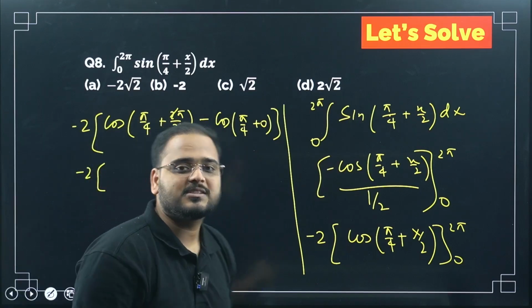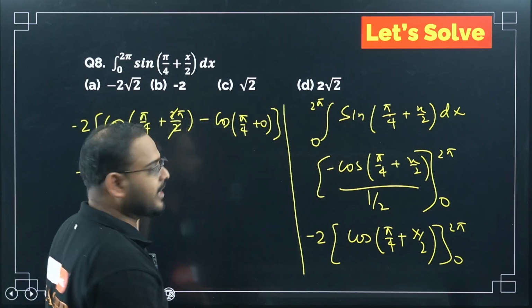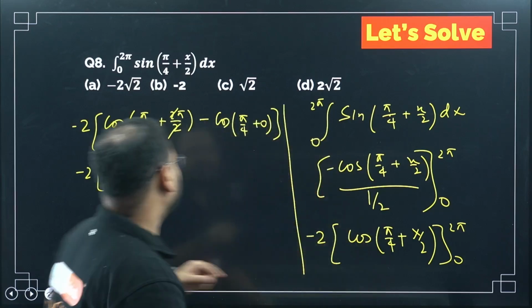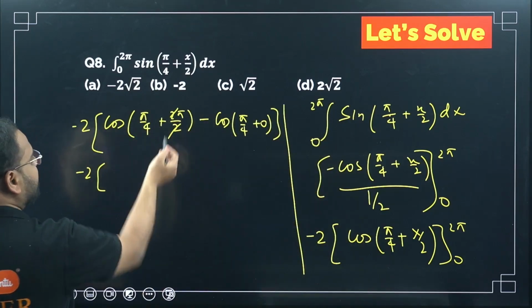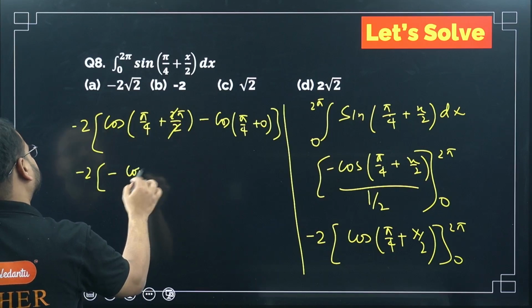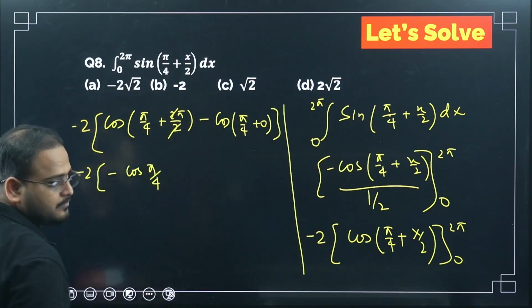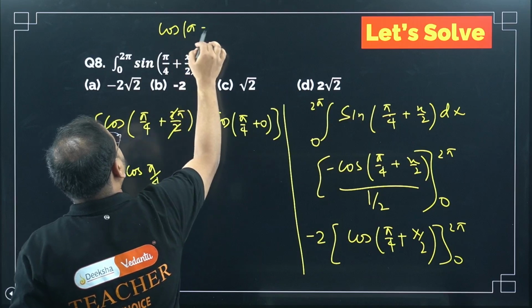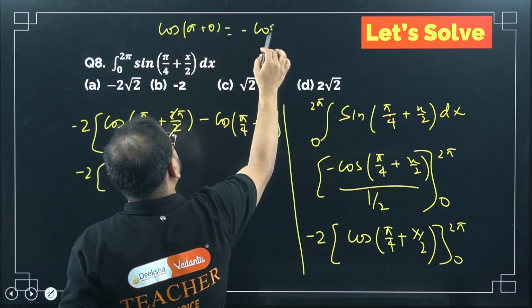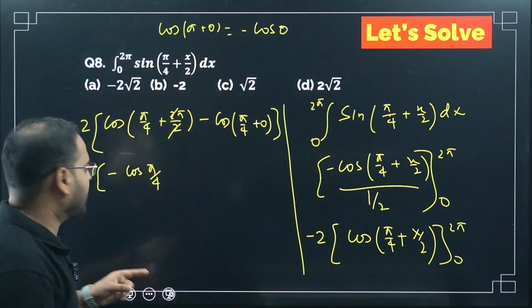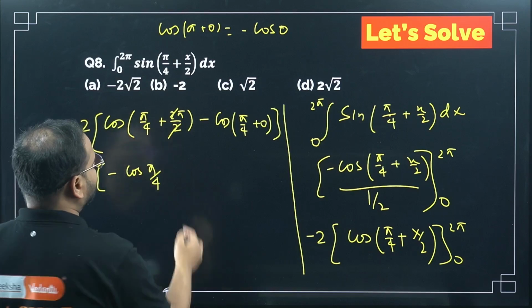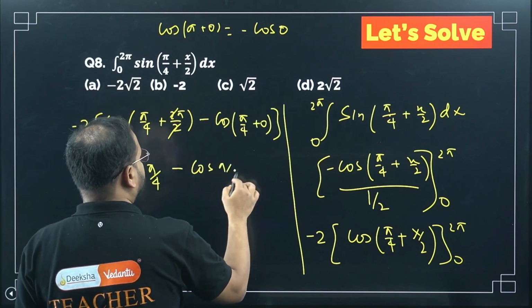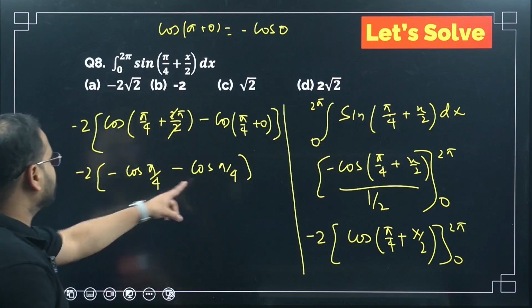So pi plus pi by 4 is in which quadrant? Simply third quadrant. In the third quadrant, cos is positive or negative? Third quadrant says tan is positive, means cos is negative. So I can rewrite cos of pi plus pi by 4 as minus cos pi by 4. Remember this, cos of pi plus theta is minus cos theta. Again the quadrant rules for trigonometry. Minus cos pi by 4, and over here simply cos of pi by 4. Yes, same thing is there.